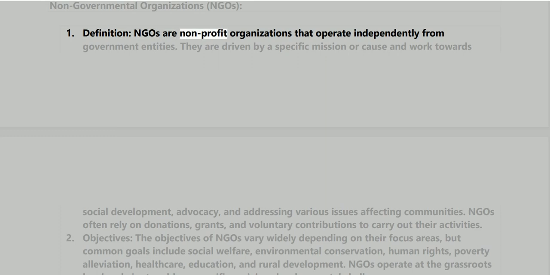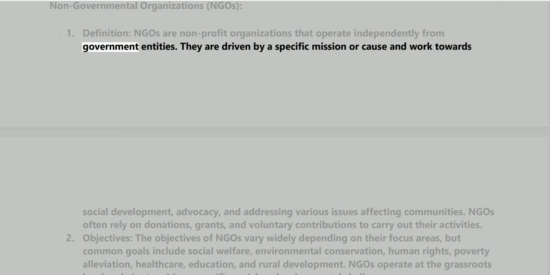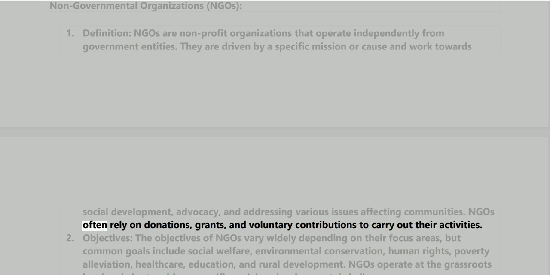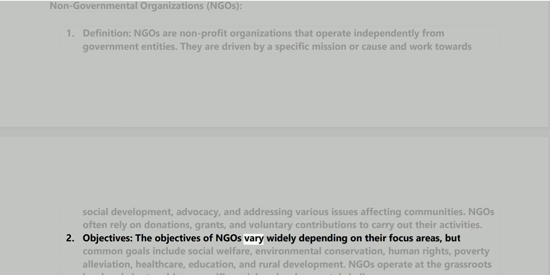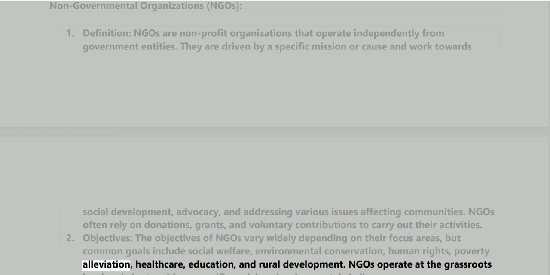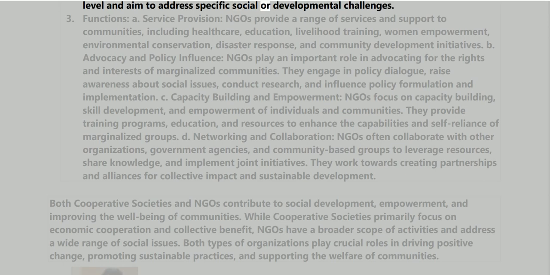Non-governmental organizations, NGOs. 1. Definition. NGOs are non-profit organizations that operate independently from government entities. They are driven by a specific mission or cause and work towards social development, advocacy, and addressing various issues affecting communities. NGOs often rely on donations, grants, and voluntary contributions to carry out their activities.